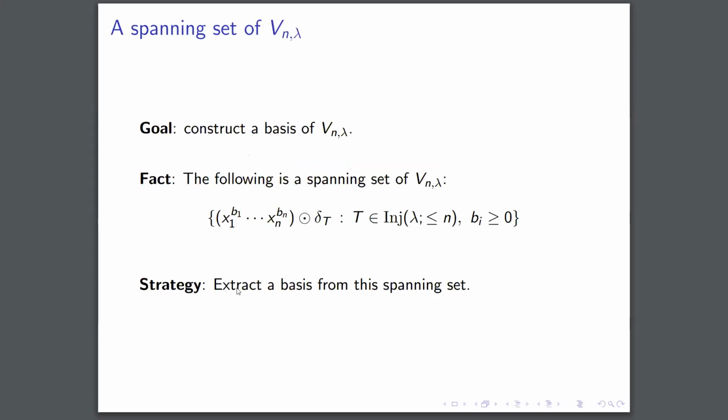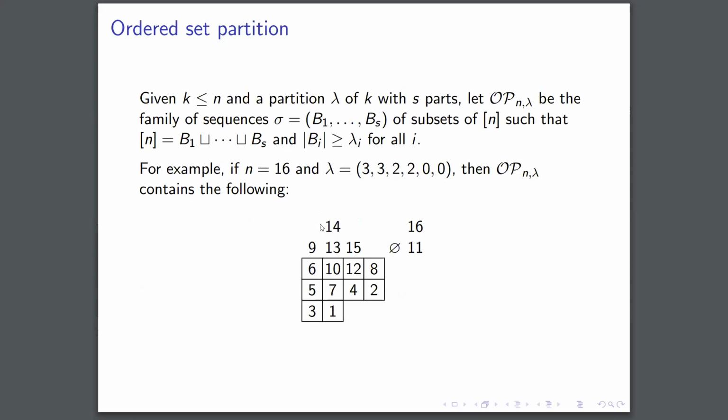With this description of V_n lambda, we can have a spanning set of V_n lambda. We just find all these delta_T's and use all kinds of monomials to act on these delta_T's. And this set is, of course, a spanning set of V_n lambda. But what we want is actually a basis of V_n lambda. So we can extract the basis from this spanning set. That leads us to ordered set partitions.